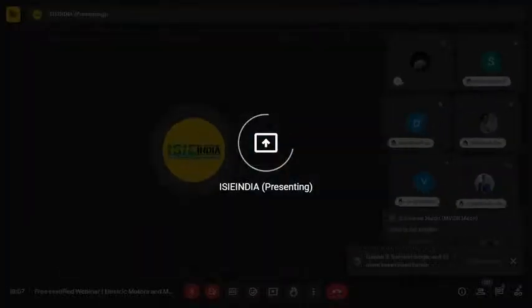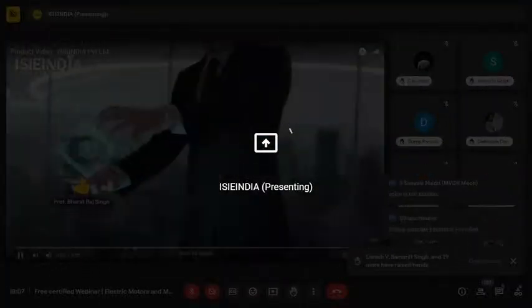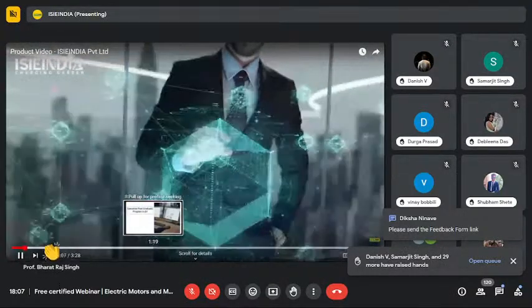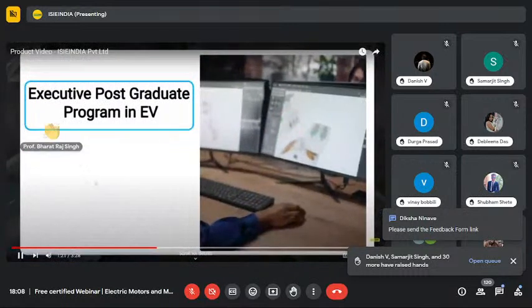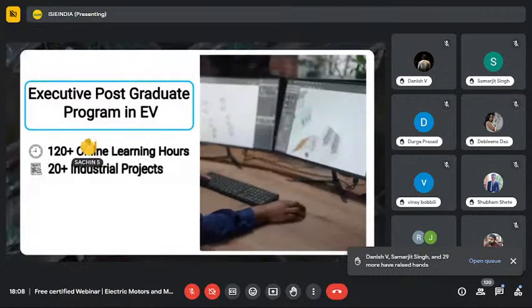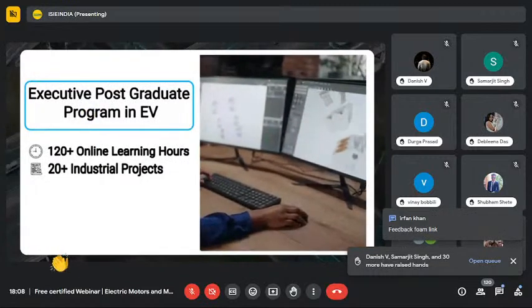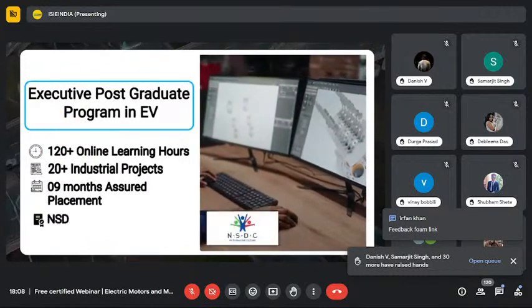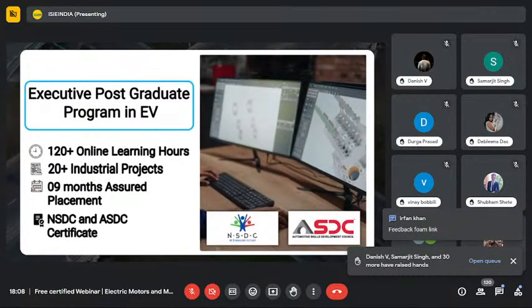Hello engineers, do you also want to expand your knowledge of electric vehicles and secure a good job in the automotive industry? Skill yourselves or look for a career change in the EV industry with 120 plus online learning hours, 20 plus hours of industrial projects. It is a 9-month assured placement course with globally valid certification from NSDC and ASDC, Government of India.